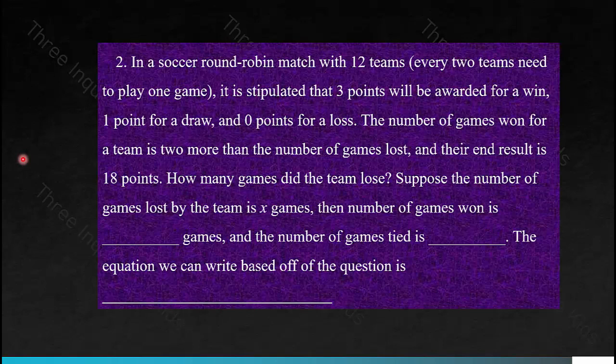Okay, so we know that there are x games lost, but it says here that the number of games won is 2 more than the number of games lost, so that would just be x plus 2. The number of games tied would be 9 minus 2x, and the equation is 3 times x plus 2, plus 9 minus 2x, is equal to 18, because for every one game that was won, we are awarded 3 points, and for every tied game, which is 9 minus 2x, we are awarded 1 point. So our end points are 18 points. So this is the equation we can list.